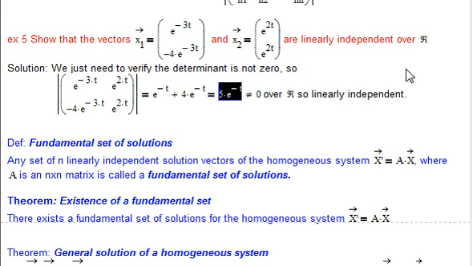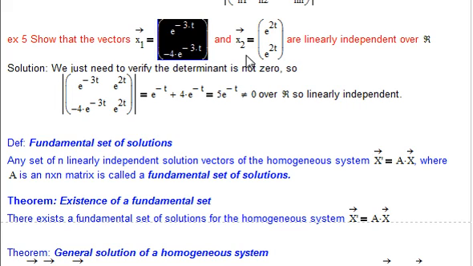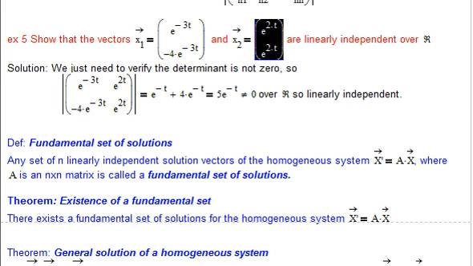never 0. So therefore those two vectors are linearly independent, and that actually helps us to see that indeed the vector c1 times this one plus the vector c2 times this one is the general solution of the homogeneous system, or sometimes we call that the complementary solution.